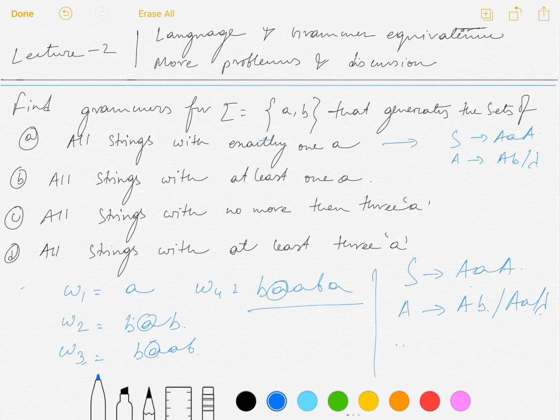Now, as I already told, this ensures at least one A, and before A there may be any combination of A or B, any occurrence of A or B. It will be ensured by replacing this A with AB or A based on my requirement, and I may require any number of A or B after this A. That will also be ensured by replacing this A with AB or A. So the solution for this problem will be S to A a A and A to AB slash A or lambda.